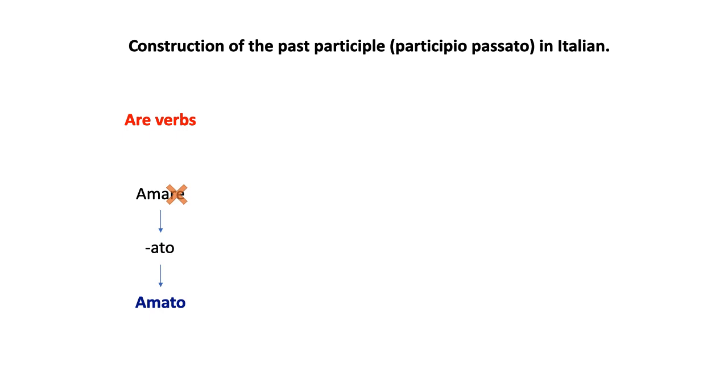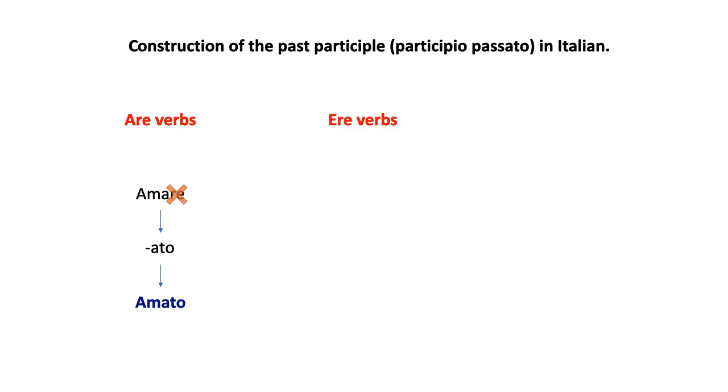Okay? I will also mention that this is not true for all verbs. It is true for the vast majority of the verbs, okay? But there are some that have what we in grammar call irregular past participles, but those are not going to be our concern for this last lesson, okay? So don't worry, just learn this basic rule. For are verbs, you get rid of the last three letters and you add ato, and that gives you the past participle of the verb. That's just one group, right?